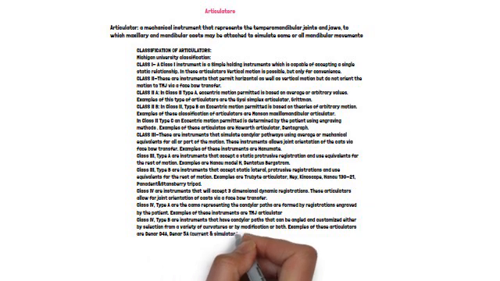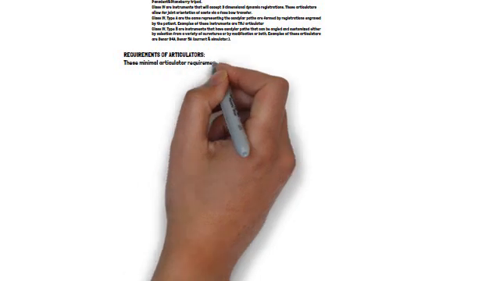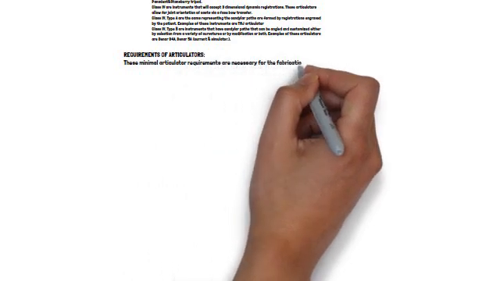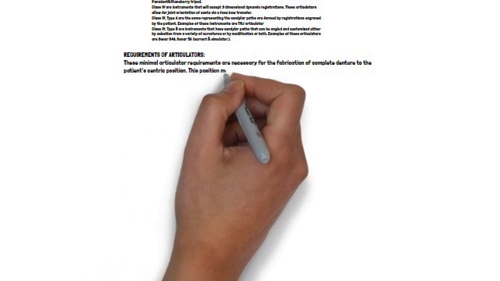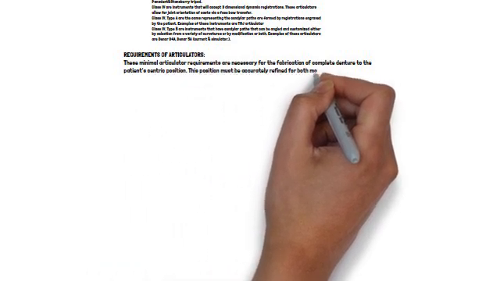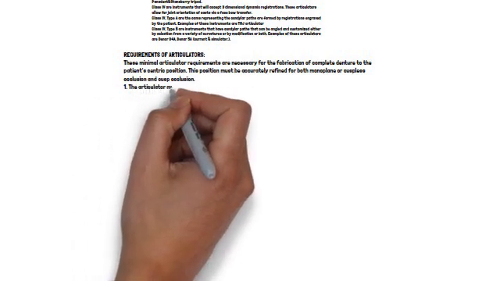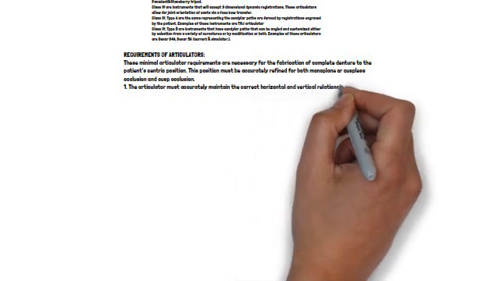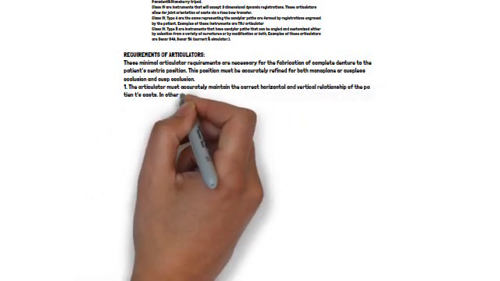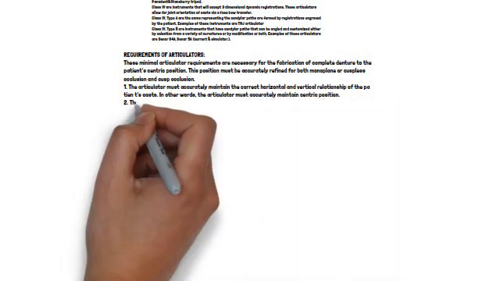Requirements of articulators. Minimal articulator requirements. These minimal articulator requirements are necessary for the fabrication of complete dentures to the patient's centric position. This position must be accurately refined for both monoplane or cuspless occlusion and cusp occlusion. 1. The articulator must accurately maintain the correct horizontal and vertical relationship of the patient's casts. In other words, the articulator must accurately maintain centric position.